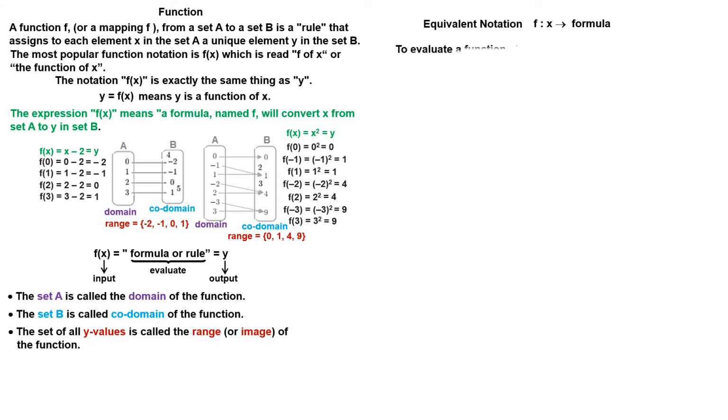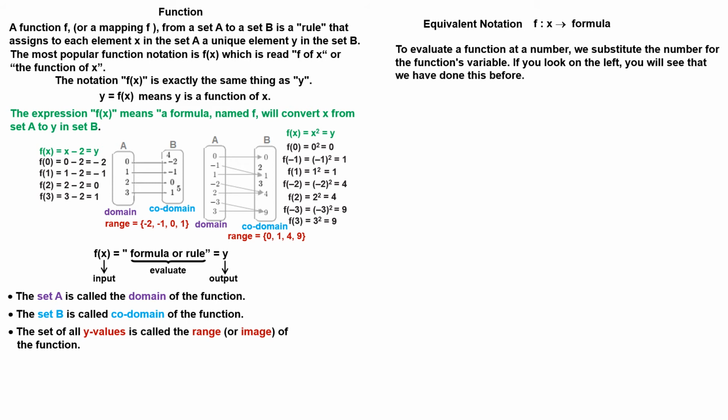To evaluate a function at a number, we substitute the number for the function's variable. If you look on the left, you will see that we have done this before. Let's see how it works. Given f of x equals 2x minus 1, find f of 3 and f of minus 5. To evaluate f of x at x equals 3, we replace every x in the function's rule by 3. Then we perform the calculation. We do the same to evaluate f of minus 5.